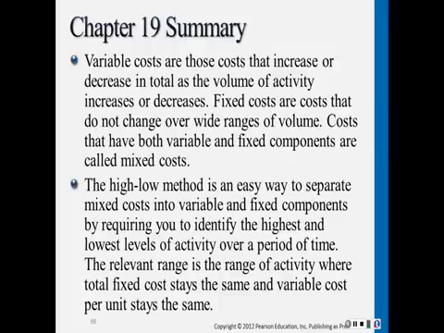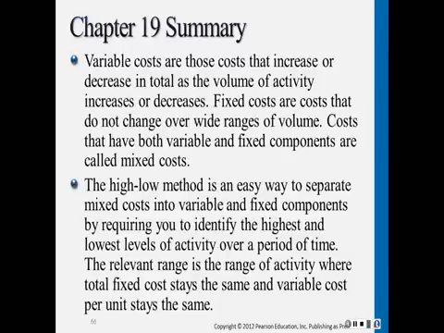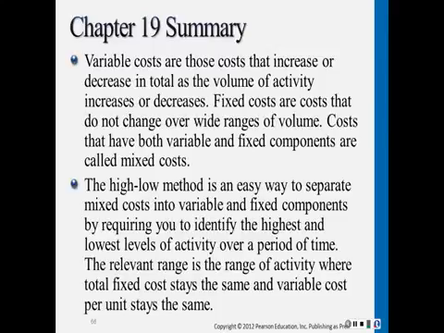Chapter 19 Summary. Variable costs are those costs that increase or decrease in total as the volume of activity increases or decreases. Fixed costs are costs that do not change over wide ranges of volume. Costs that have both variable and fixed components are called mixed costs. The high-low method is an easy way to separate mixed costs into variable and fixed components by requiring you to identify the highest and lowest levels of activity over a period of time.